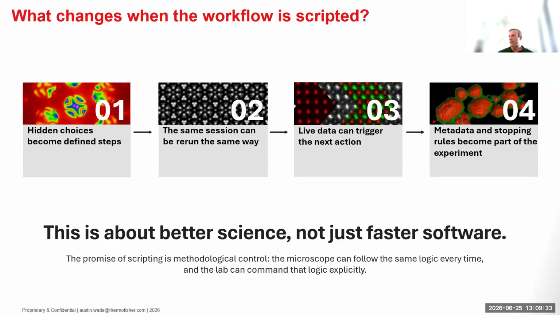And now, finally, we have the metadata. So we can implement quality checks and stopping rules. Every acquisition is fully documented, and the experiment stops because predefined scientific criteria have been met. Ultimately, scripting is about improving scientific rigor. We're not just automating clicks, we're encoding the experimental method itself.